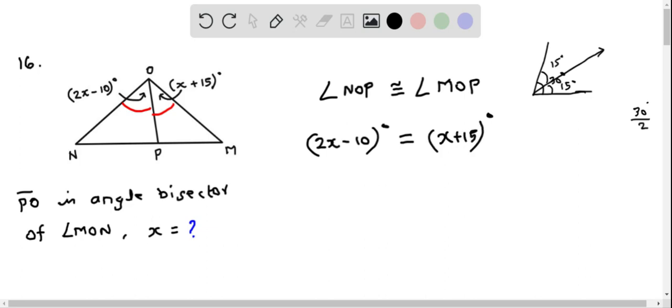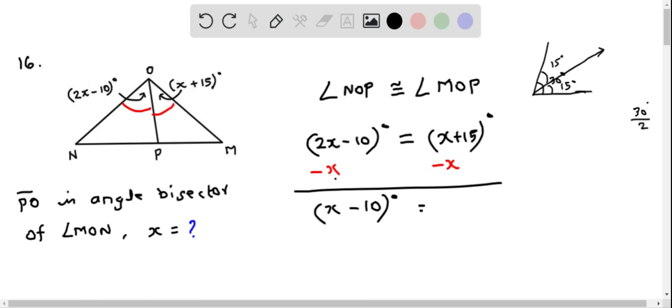So now we will solve this for x. I'm going to subtract x from both sides. So I do like this, I put negative x and then I put negative x. So when we do the subtraction, we see that 2x minus x, we have x minus 10 degrees, is equal to, this positive x and negative x will get cancelled, and we simply have 15 degrees on the right side.